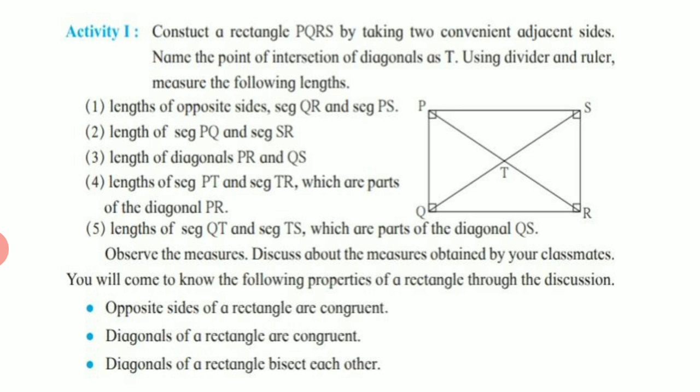If we put all the measurements together, we can conclude some properties of the rectangle. First property, opposite sides of a rectangle are congruent. Second property, diagonals of a rectangle are congruent. Third, diagonals of a rectangle bisect each other.